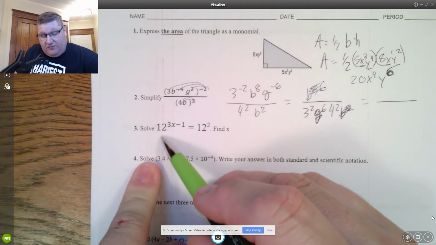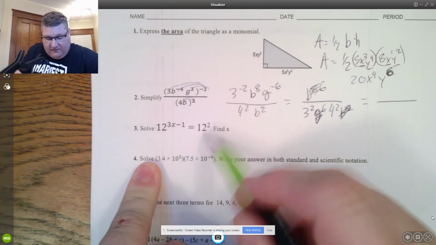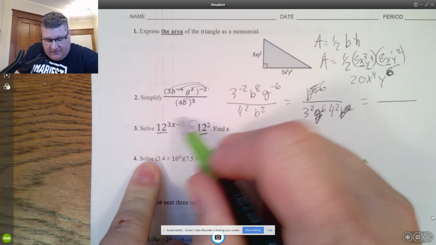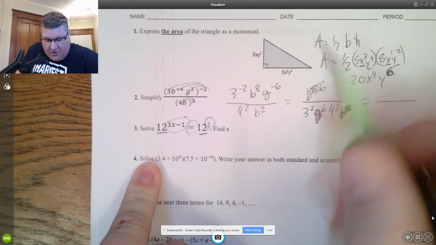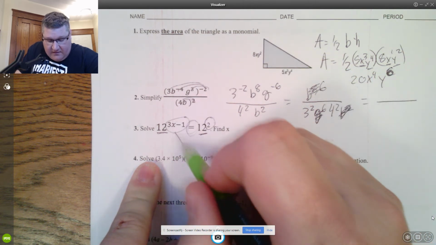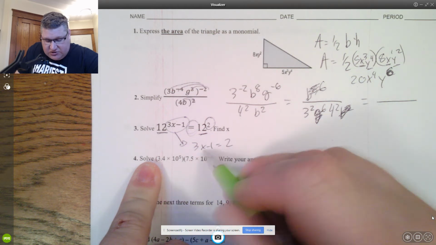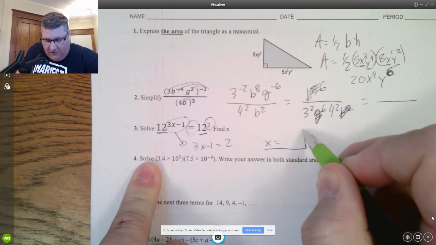Now here, since you have 12 to the something equals 12 to the something, if these are the same and all of it is equal, that must mean this part equals this part. So I simply say 3x minus 1 equals 2, and then I just solve for x, get x by itself.